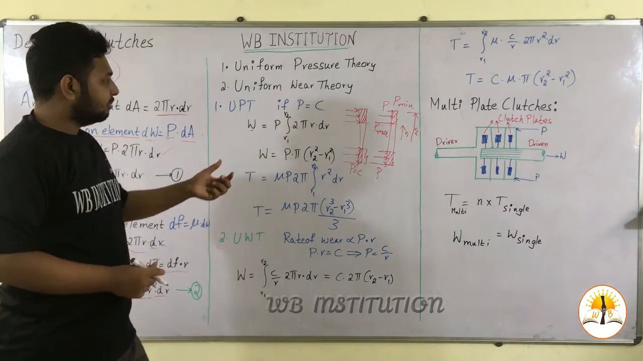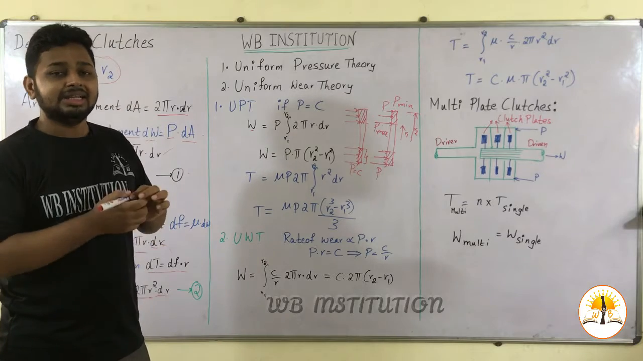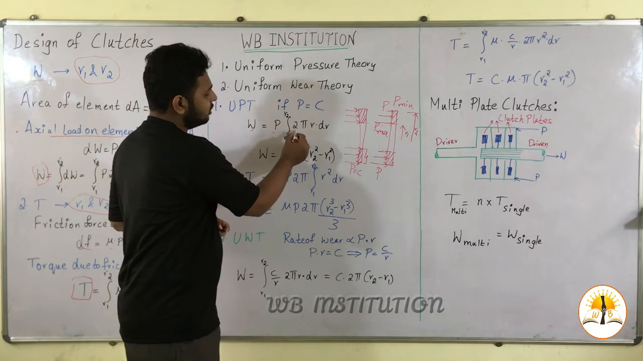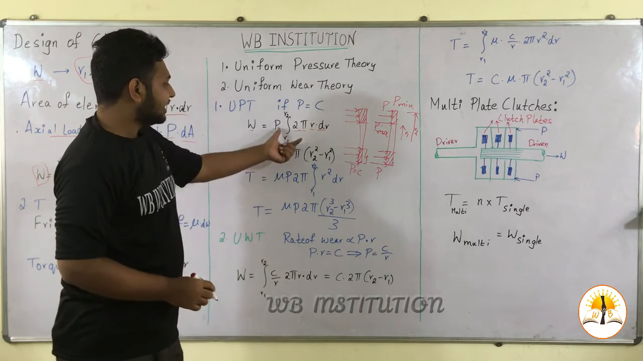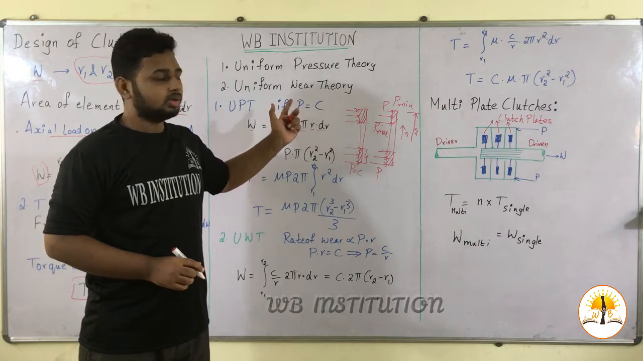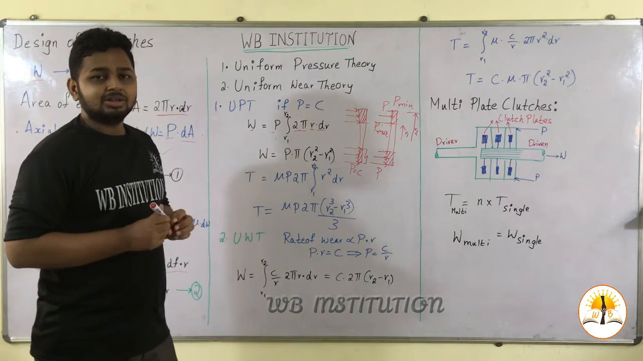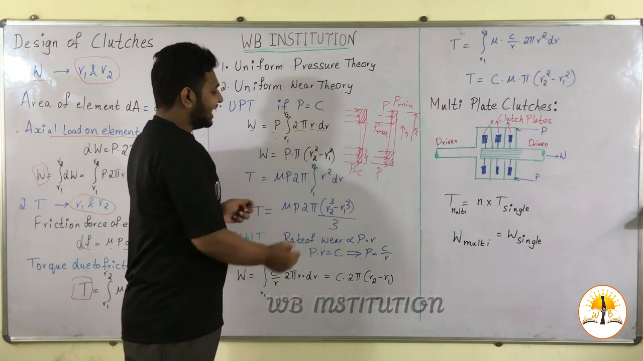If we know the pressure is constant, then we can easily take it out of the integration. Then we can write the equation as P integration R1 to R2 2 pi R into dr. So 2 pi is also constant. We can take it out, and if we integrate R1 to R2 R into dr, then we get the equation as (R2 square minus R1 square) divided by 2. Then 2 and 2 get cancelled.